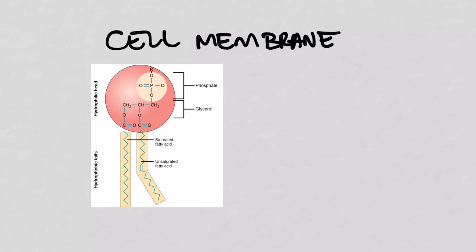Okay, cell membranes. What are they composed of? That's right. You got it dead on. They're composed of phospholipids. How did you know that? Okay, so a phospholipid has two basic components, or actually three components. The first part is fatty acid tails. It has two fatty acid tails.